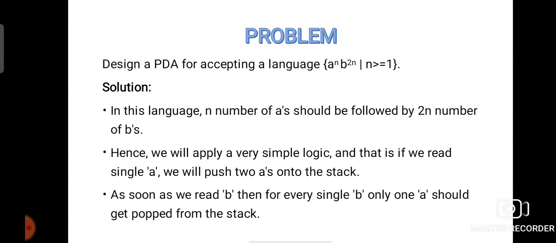For example, we can take n equal to 2, then our string will be a^2 b^4. So what will be our string? A A B B B B. So for any number of A's we will have double the number of B's. So the concept is, if we read a single A, it will push 2 A's onto the stack.